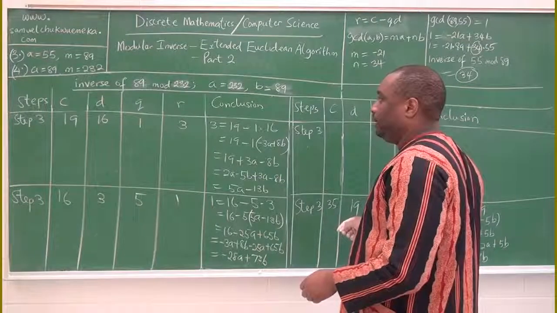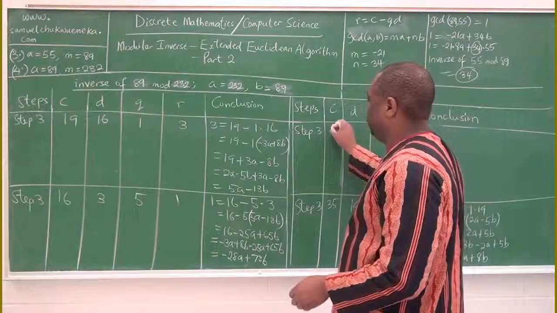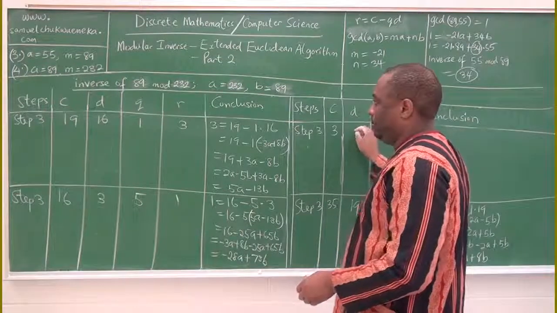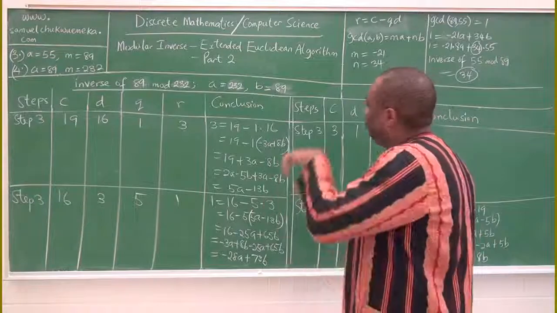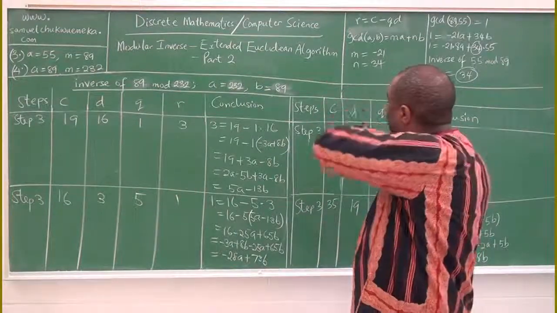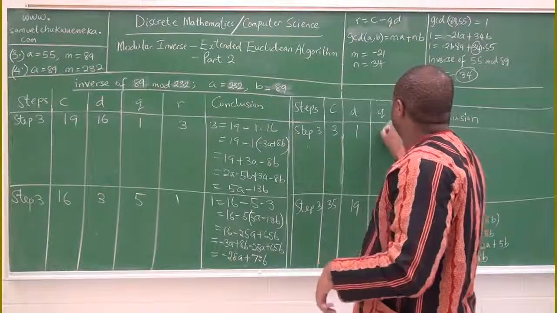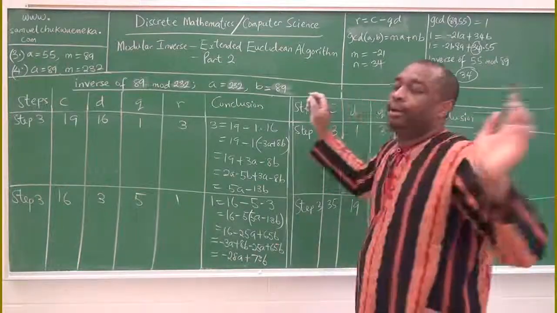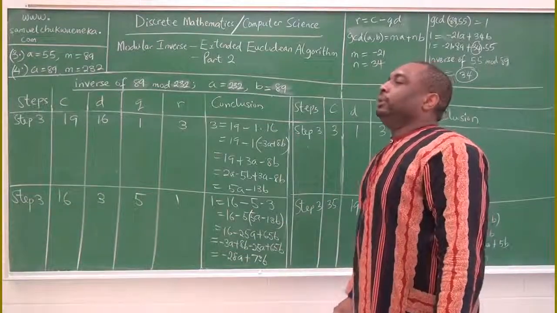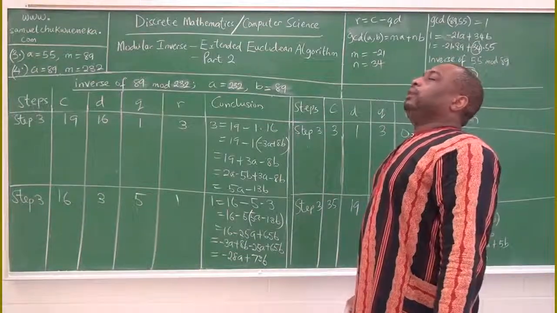So, under step 3, our D is now 3, and this is our D3 will now be C3, and our R1 will now be D1. 3 divided by 1 is 3, remainder 0. Yay! Breathe out! In, out.